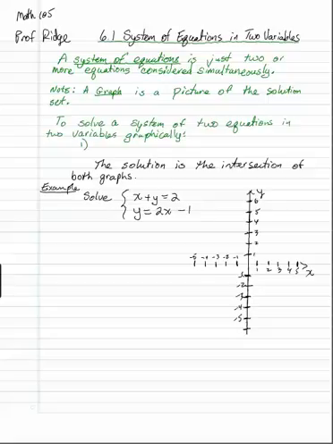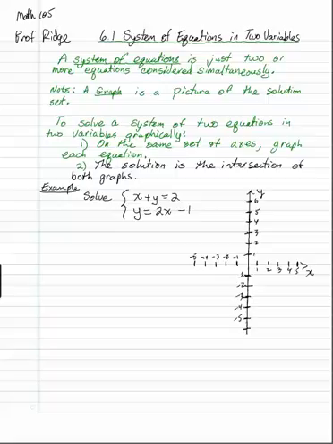Okay, so let's go over how we're going to do systems of equations. To solve a system of two equations in two variables graphically, our first step is to graph each equation on the same set of axes. Then, once you've graphed each equation, what you're looking for is the solution that works for both of them, so that would be the intersection.